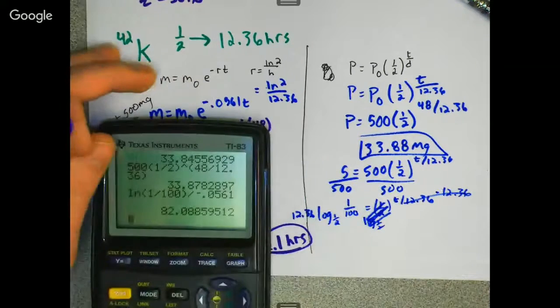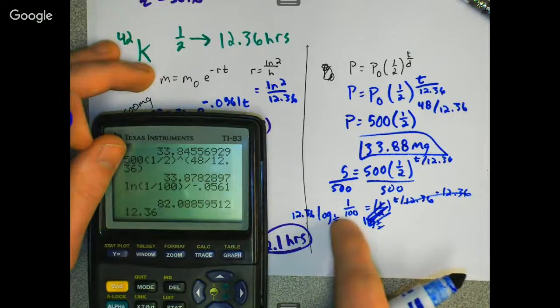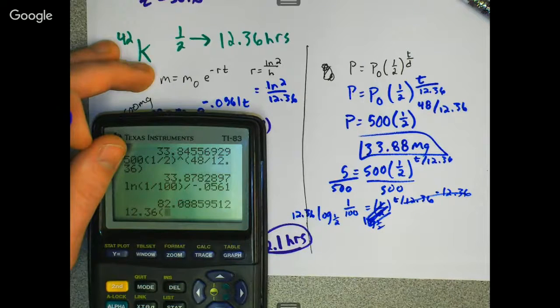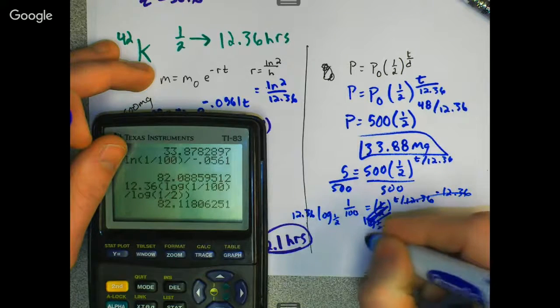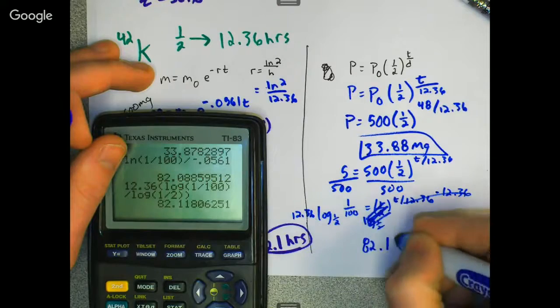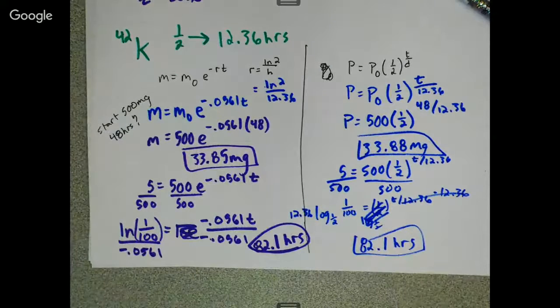So in our calculator here, we'll put 12.36, and I need to use a change of base formula here. So I'll put parentheses. I want log of 1 over 100 divided by log of 1/2. And I get 82.1 hours. Okay, so in this case, I got the exact same answer. Because it's a different model, it'll vary just a little bit, but it is not a ton of variance on that.